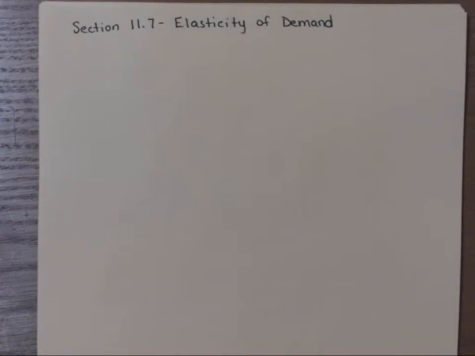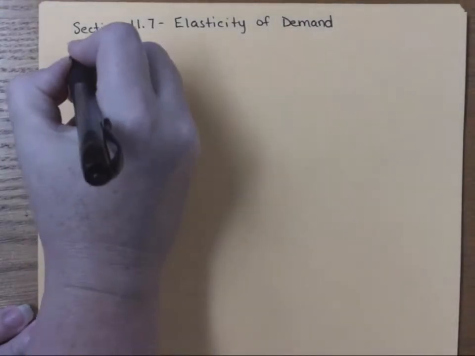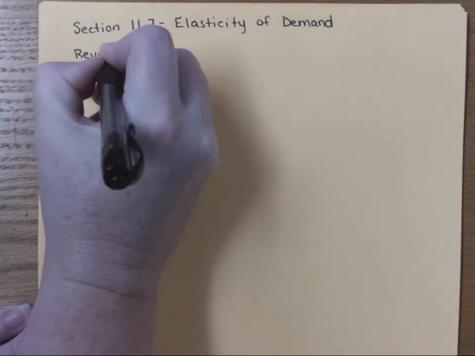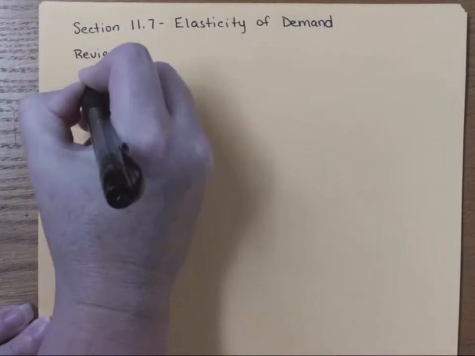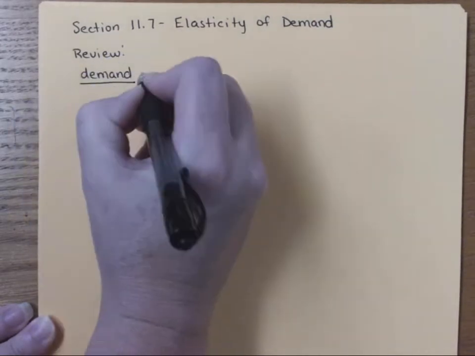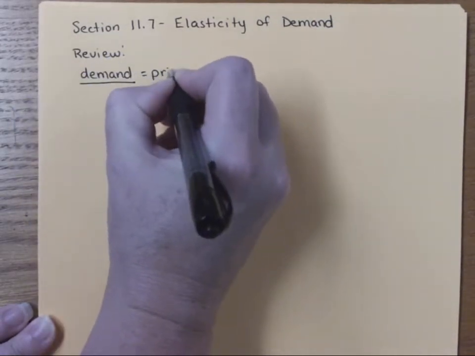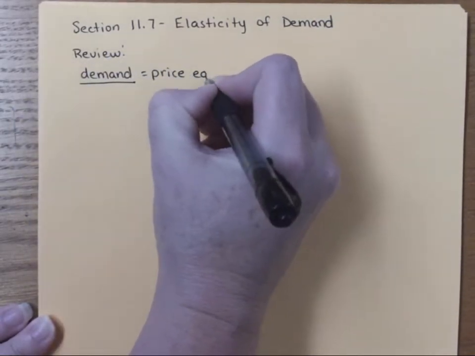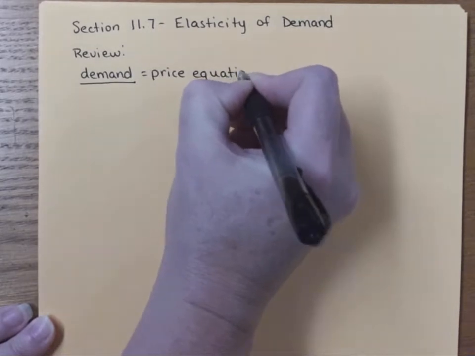So today we're going to look at another business application for derivatives. The main thing we're going to look at is something called elasticity of demand. But before we get to that, I want to review what demand is. You should have probably talked about this in Business Math 1 a little bit, but probably more in your basic economics class would you have talked about demand.